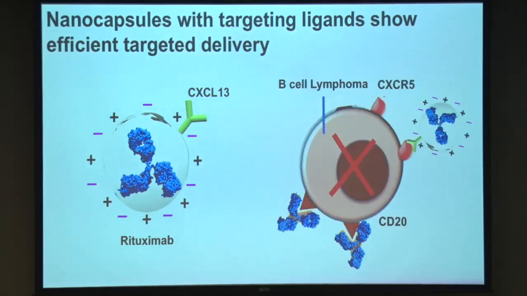And the whole system we're using is like this. Ideally, we want this CXCL13 to bind the receptor on the B cells. This binding will concentrate all the particles around those B cells. Then the antibody will be released from the nanocapsule, and this antibody will bind to the CD20 receptor. This binding will induce B-cell apoptosis. The cell will die.